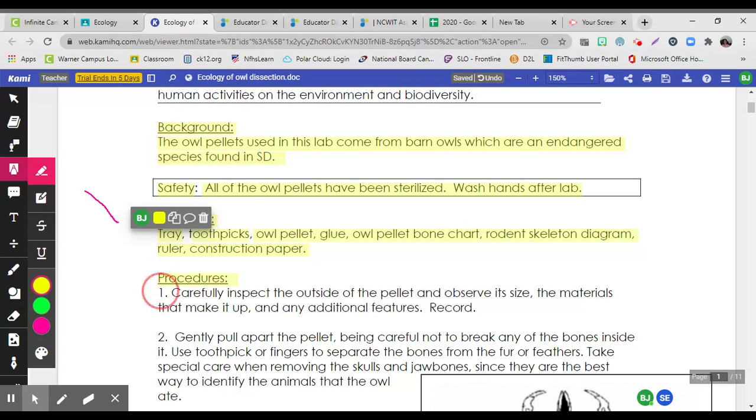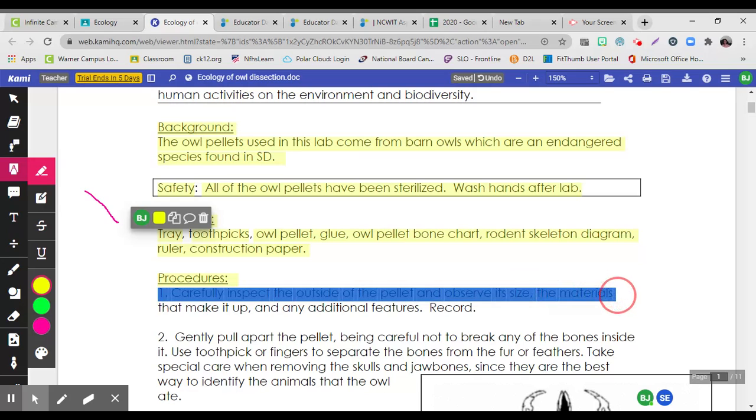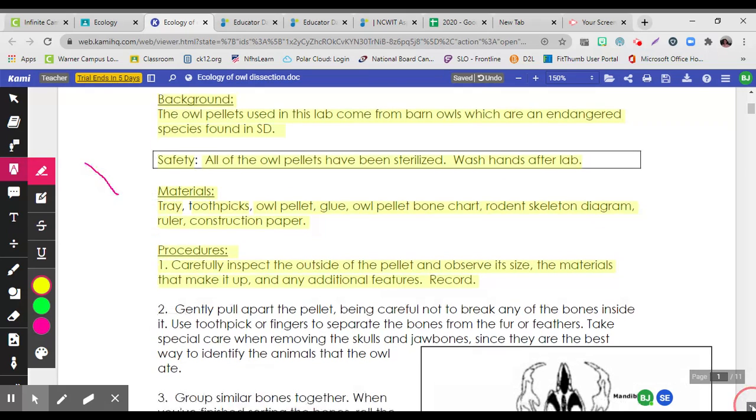Procedures. Step 1. Carefully inspect the outside of the owl pellet and observe its size, the materials that make it up, and any additional features. Record your observations in Table A.